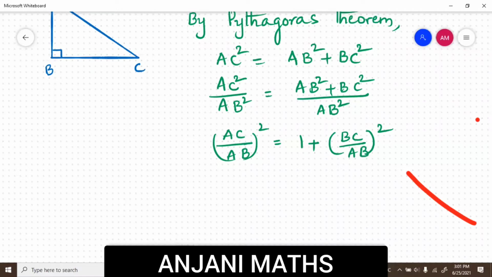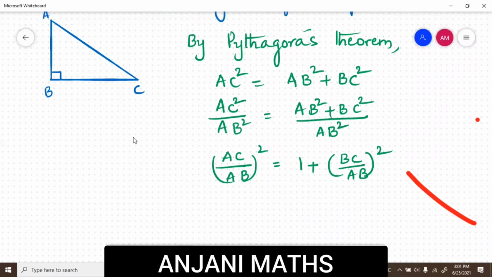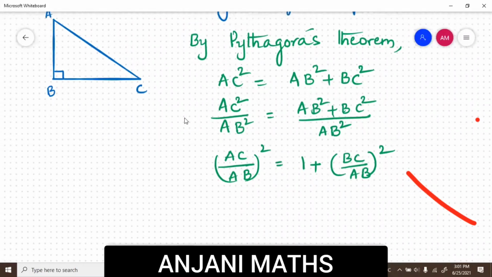Now we write the equivalent trigonometric ratio of AC by AB. Observe the figure. AC is the hypotenuse. And AB is the opposite side to C. Opposite by hypotenuse means we have sine. But what is hypotenuse by opposite? It is cosecant.